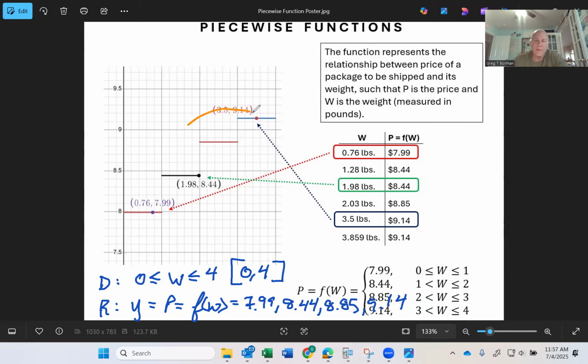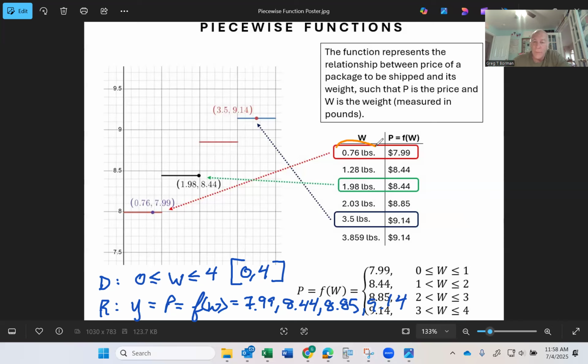Okay, so I've talked about the graph and the table just a little. Notice when you plug in a number like 0.76 pounds for W, we'd say 0.76 is our W value. That's between 0 and 1. So that's why the Y value that goes with it is 7.99. So just kind of showing that again.